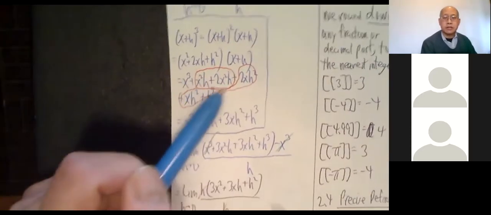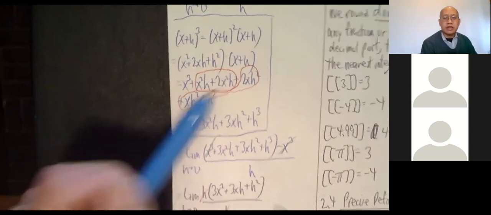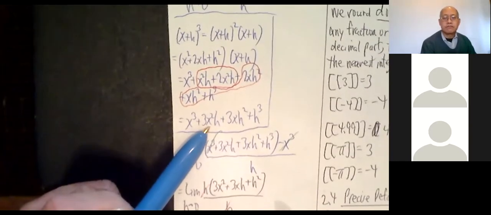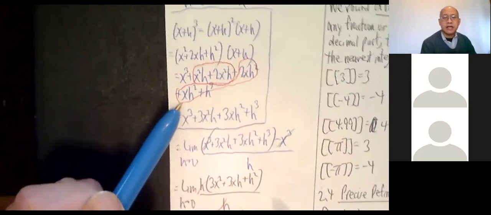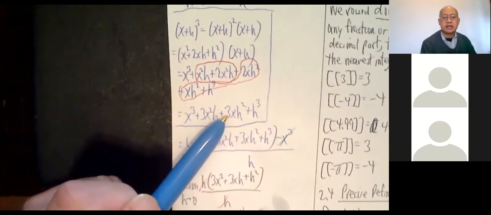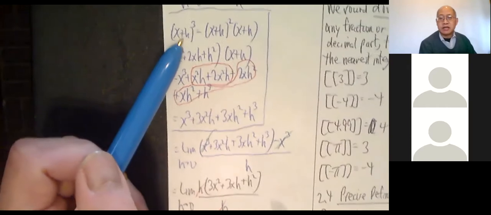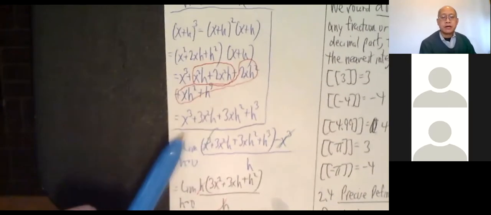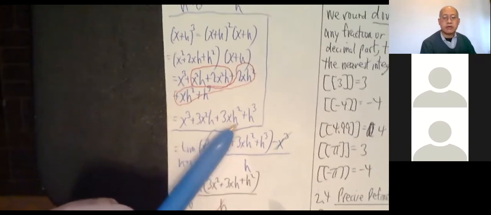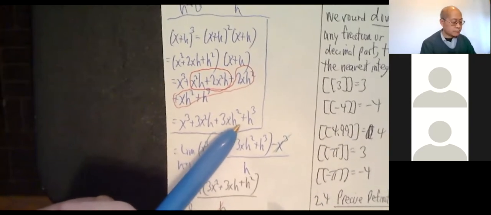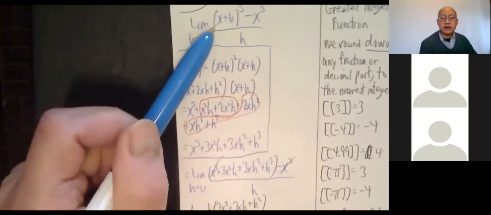Okay, combine like terms. These two combine, x squared h plus 2x squared h is 3x squared h. 2xh squared plus xh squared is 3xh squared. Okay, so I've expanded x plus h cubed: x cubed plus 3x squared h plus 3xh squared plus h cubed. Okay, so that's all this stuff.